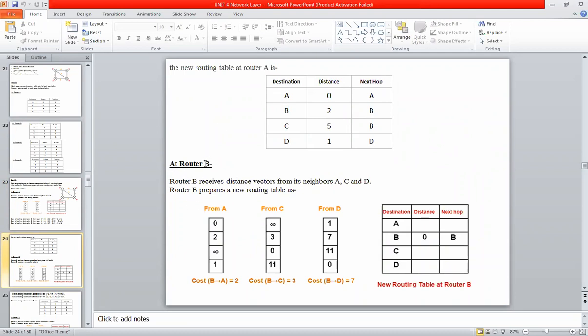You try for router B. Try for router B. Try it. And tell me the updated table. Try it quickly.